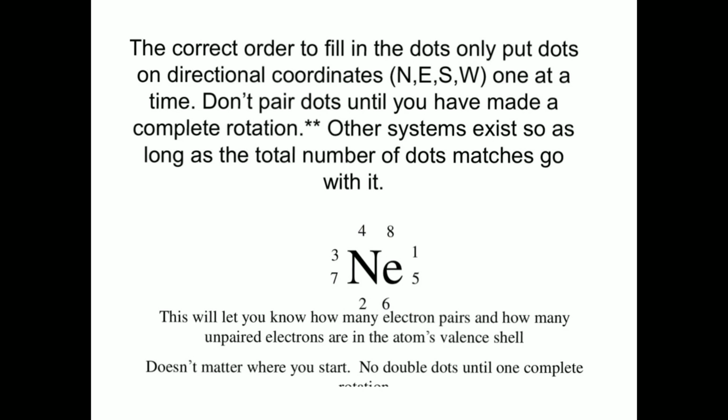So neon, which has a complete valence shell of 8, you'll dot them in this exact order. 1, 2, 3, 4. Notice we have no pairs of dots when we have 4 or fewer electrons in our Lewis dot structure. 5, 6, 7, 8.